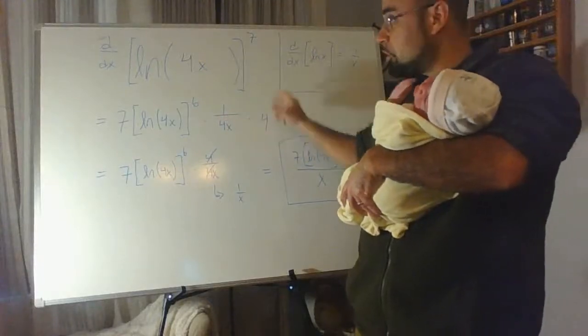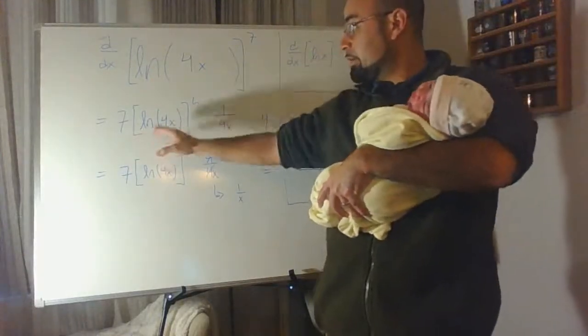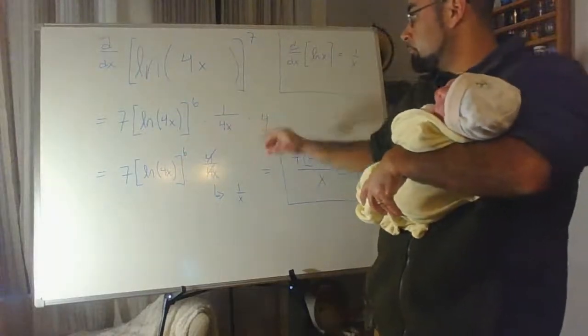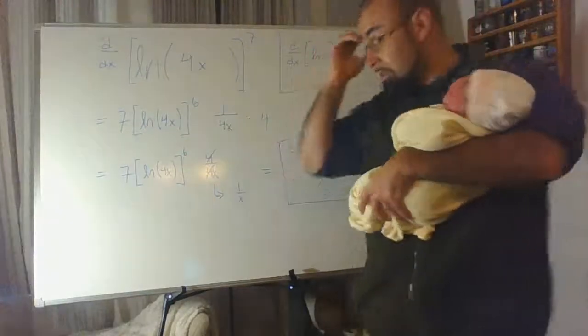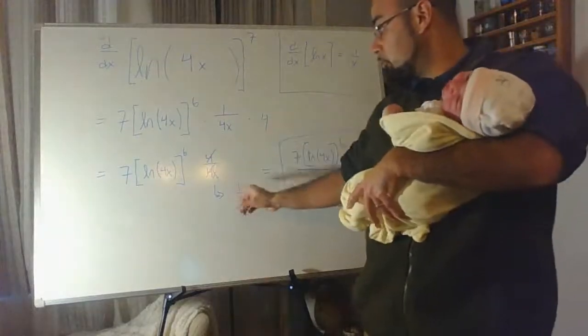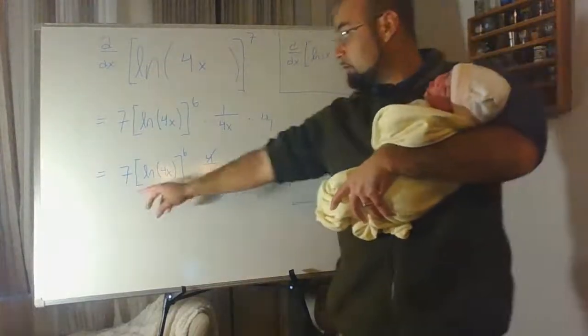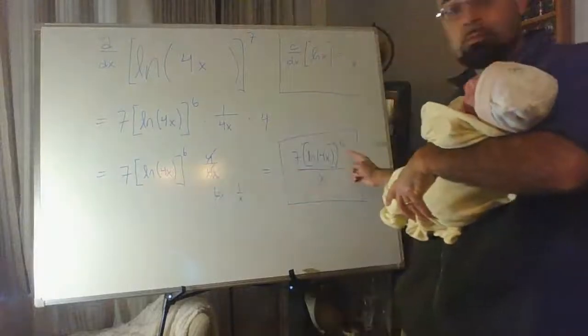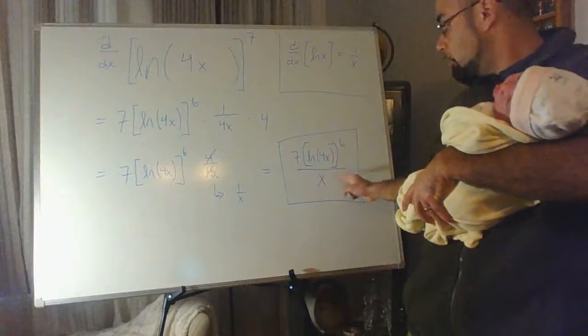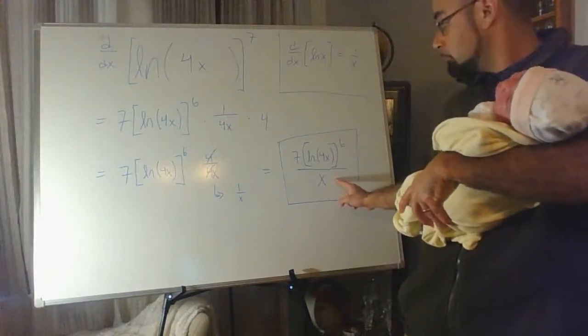Okay? So power rule first, then inside, and then inside again. So there should be 3 pieces to this. And then we just bring it all together. So 4 over 4x becomes 1 over x here. And then you keep the same here, and then you put the x on the bottom. And now your final answer is 7 ln of 4x to the 6th power over x.